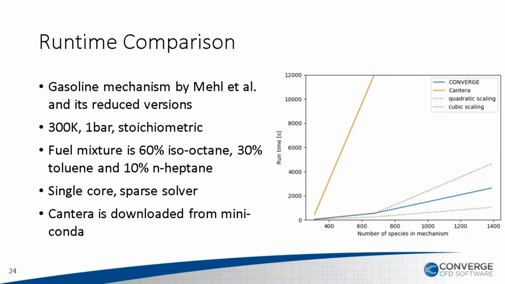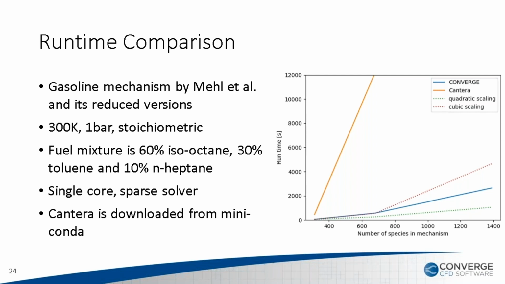So what is the performance of this sparse approach? Again, we run it against Cantera. We're using the same gasoline mechanism by Mehl et al., and it's a reduced version. In case you remember, the mechanism has about 1,500 species, and the reduced versions have about 600 and 300. This time we're running an ambient condition, 300 K and 1 bar, and a stoichiometric mixture. The fuel mixtures are the same: 60% by volume isooctane, 30% toluene, and 10% F15. For Converge, obviously we're using a single core and the sparse solver for the bigger mechanism. And for Cantera, we just use the default option, downloaded from the internet.